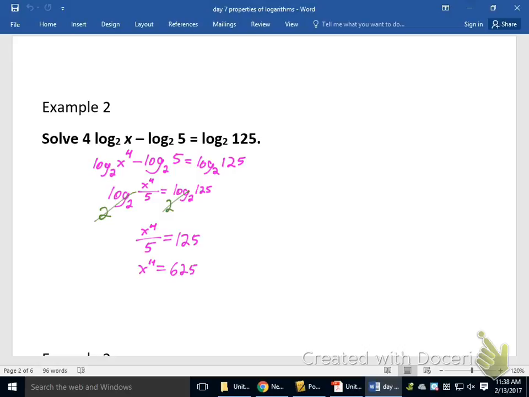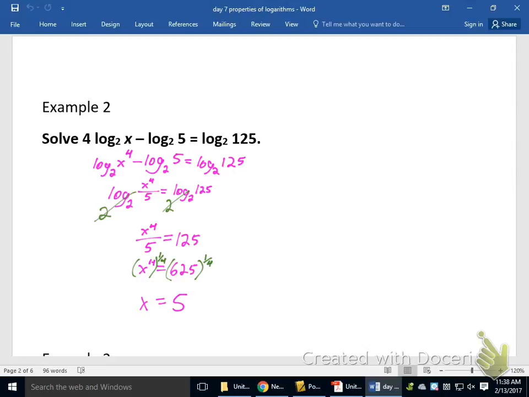To undo this 4th power there, you could take the 4th root, or you can raise to the 1/4 power. I like that better. I think you should get used to using reciprocal exponents. Now I'll have x equal to 625 to the 1/4 power, which is 5.